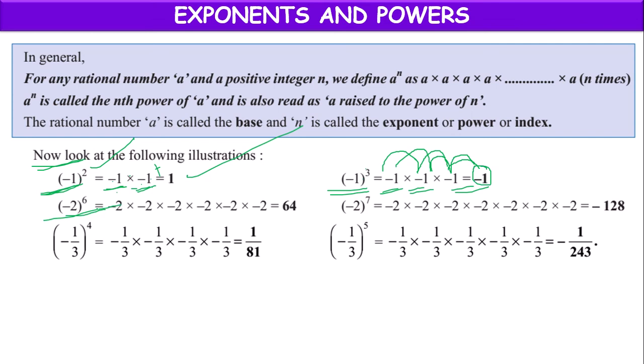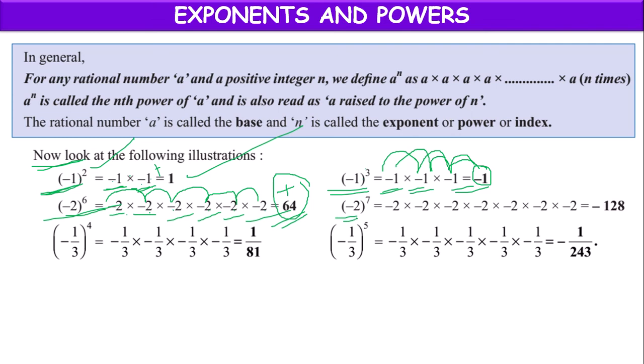Minus 2 whole power 6: minus 2, minus 2, minus 2, minus 2, minus 2, minus 2. 6 times we have to multiply. Minus into minus plus, plus into minus minus, and so on. On the whole, we will have a plus symbol. 2 2 times 4, 4 2 times 8, 8 2 times 16, 16 2 times 32, 32 2 times 64. On the whole, the value is plus 64.